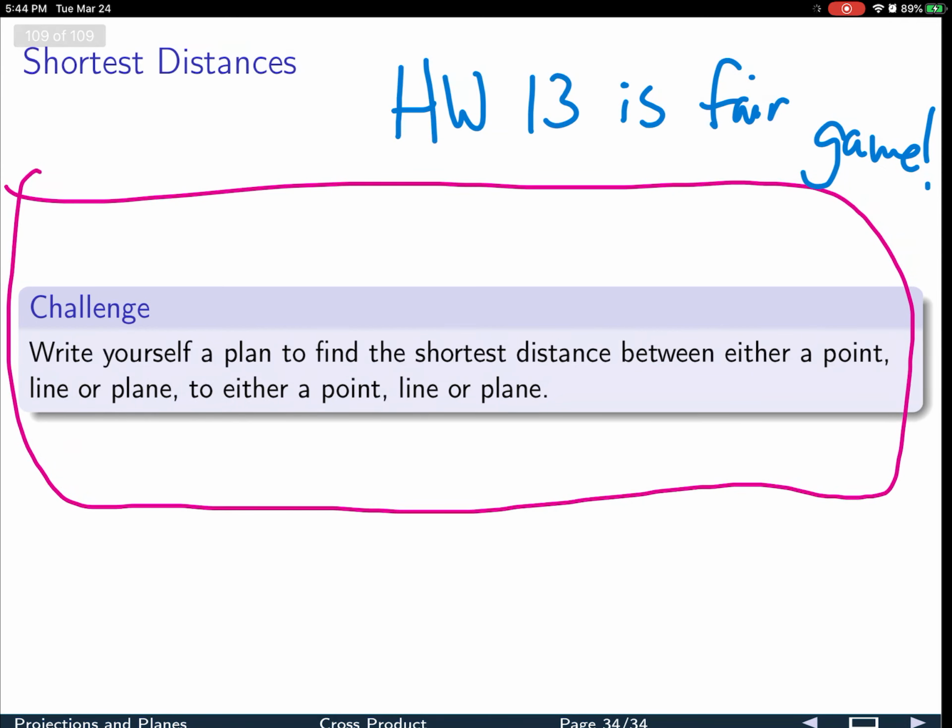That was a lot in hopefully a manageable amount of time for you to pay attention. I would challenge you to write a plan, just in your own words, on if you were to try to find the shortest distance between a point and a line or a point and a plane, or between two skew lines or something like that. Write down a short plan in your own words of what projections you would need to take and in what order to find certain distances. That is a good exercise that would help you process this.